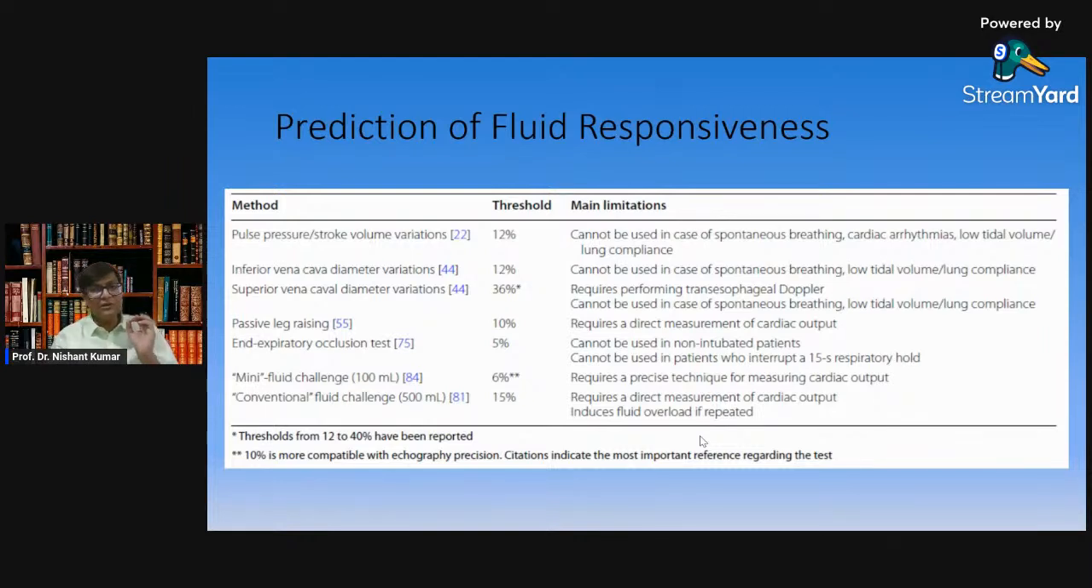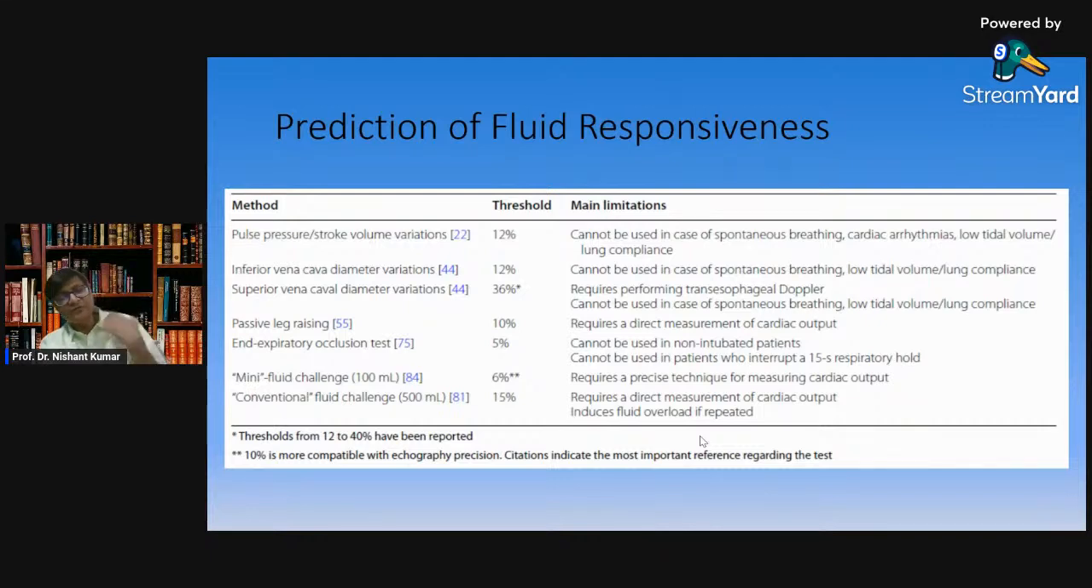The most simple and easy to do is the passive leg raise. Now, you make the patient supine. You raise the legs of the patient at the hip joint by 45 degrees. You keep them raised for 90 seconds or so. Now, if you see a change in stroke volume variation or pulse pressure variation of more than 5%, that means that the patient will require fluids.